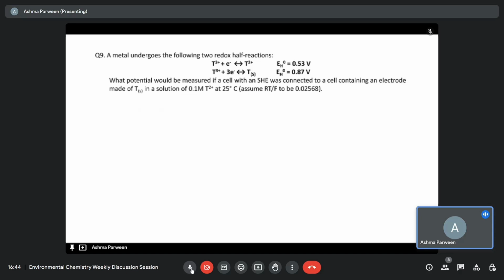So also this question is based on Nernst equation, that we have been given the EH naught values for the reaction, and we have to find out the potential. I'll give you all 5 minutes to just solve this question and write the correct value in the chat box. Please try to solve this question, because this question is very much similar to the previous one. So please try to solve and write the value in the chat box.